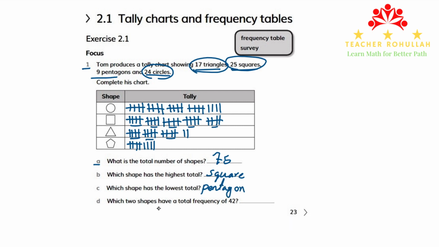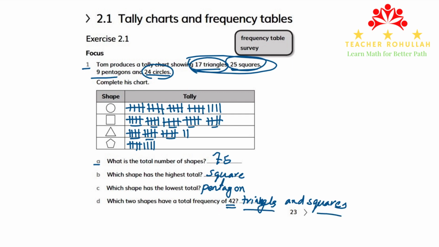Okay, which two shapes have a total frequency of 42? So we found that 24 plus 25 is 49. It cannot be. 24 plus 9 is 33. It also cannot be. The two shapes that give us a total frequency of 42 are triangles and squares. So I will write triangles and squares. Triangles and squares have a total of 42.